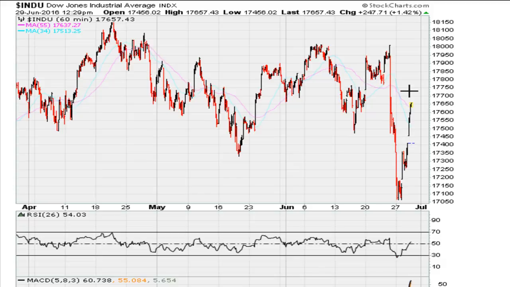And if you take a look at the Dow's hourly chart, here I've gone back to my default setting on my RSI of 26.